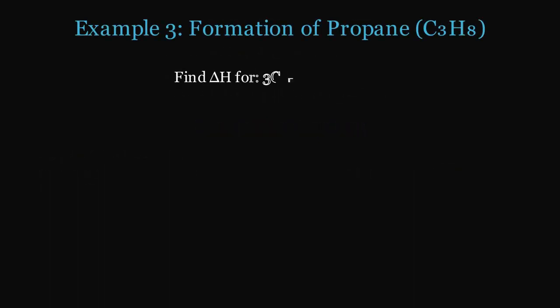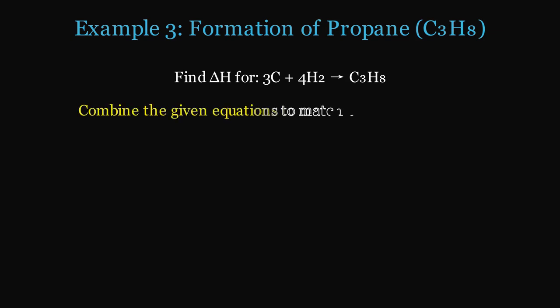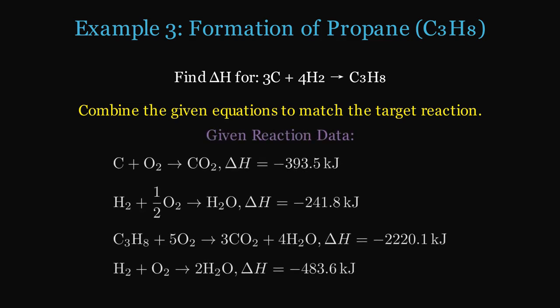Now let's tackle a more challenging problem, the formation of propane, C3H8, from carbon and hydrogen. The target reaction is 3 carbon plus 4 hydrogen gas produces propane. In this problem, one of the given reactions is an extra and isn't needed. Another reaction needs to be reversed and the others need to be multiplied. Let's carefully adjust each equation.